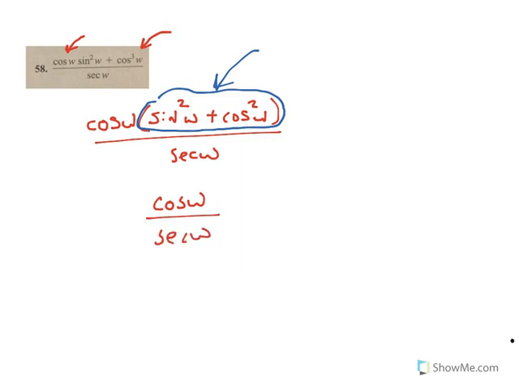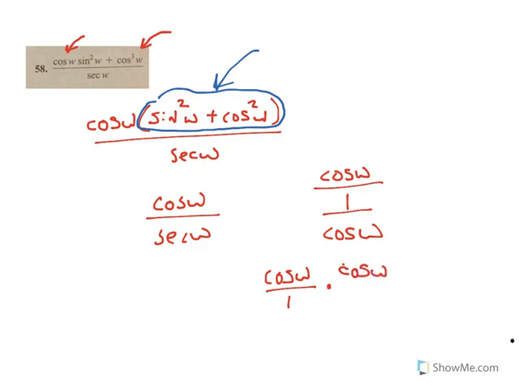And secant is identical to 1 over cosine. And if you multiply by the reciprocal, we have cosine up top, cosine over 1, multiplied by the reciprocal of the bottom, which is cosine over 1. And cosine times cosine up top is going to get you cosine squared all over 1, so cosine squared.